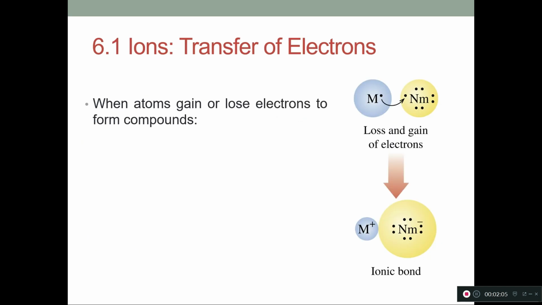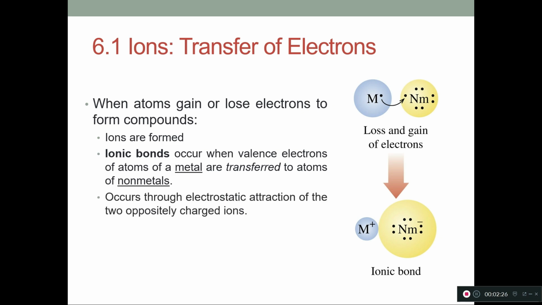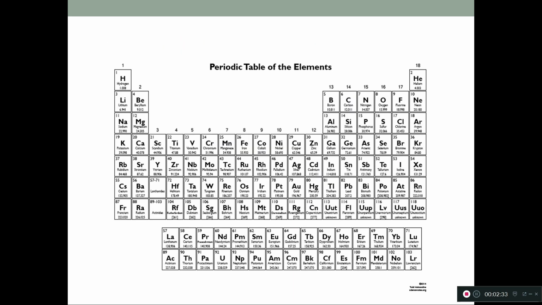So when atoms gain or lose electrons to form compounds, ions are formed. Remember, the metal will lose electrons, the nonmetal will gain electrons. That will make the metal positively charged, the nonmetal negatively charged. So ionic bonds occur when valence electrons of atoms of a metal are transferred to atoms of nonmetals. And then we get the ionic bond, which occurs through electrostatic attraction of the two oppositely charged ions.